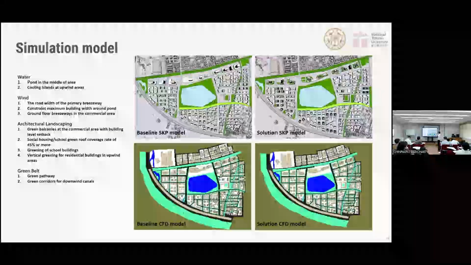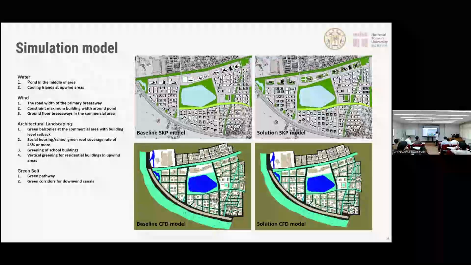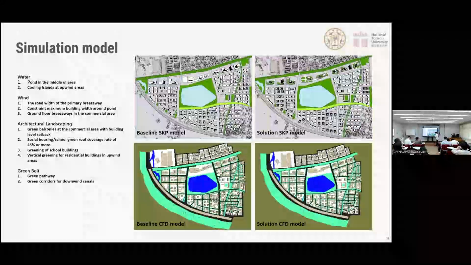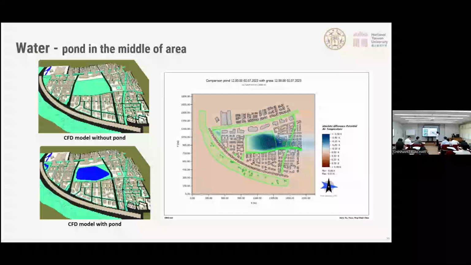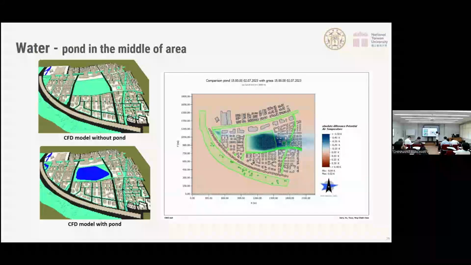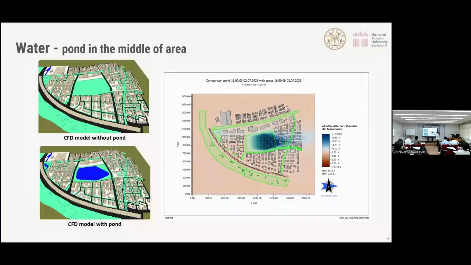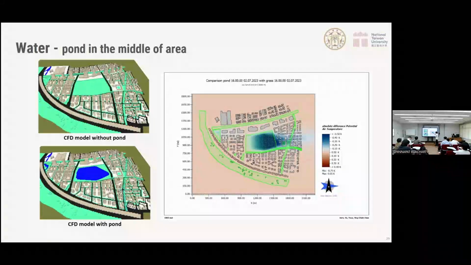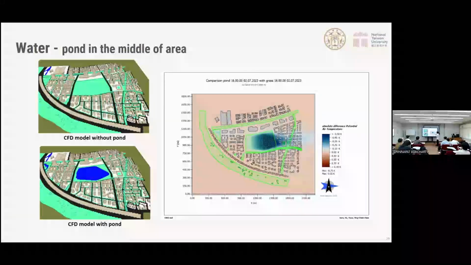And these are the simulation models that we built. Actually, they look the same overall, but in detail they have some differences, and we will go through them one by one. First is the water pump in the middle of the area. And from the video, we can find that the pink part means there's no air temperature difference between the solution and the baseline. Baseline is without any mitigation method, and the solution one is with mitigation methods. And the pump can actually reduce the air temperature by about 0.5 compared to without any pump, like the upper model.